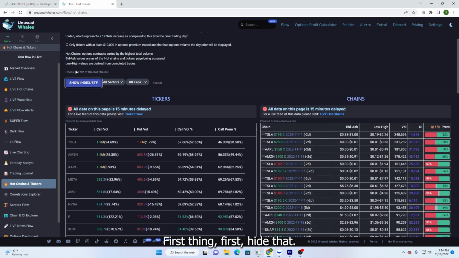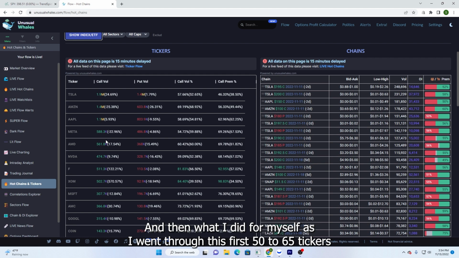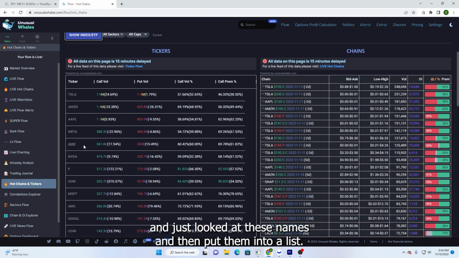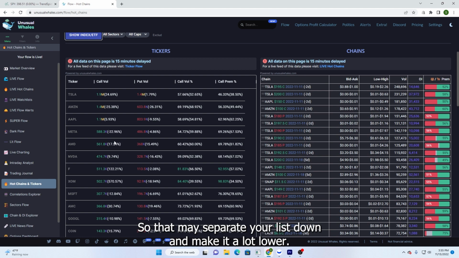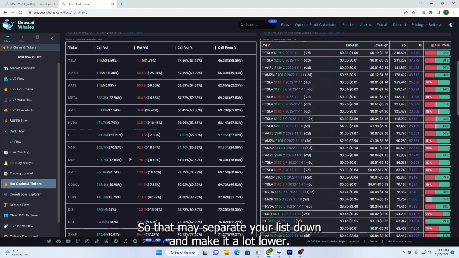So this is all in preparation. First thing first, hide that. And then what I did for myself is I went through the first 50 to 65 tickers and just looked at these names and then put them into a list. The names that I've traded before are ones for sure I have. There's some others on here that don't have as great of liquidity, so that may separate your list down and make it a lot lower.